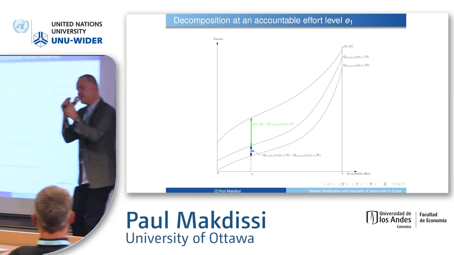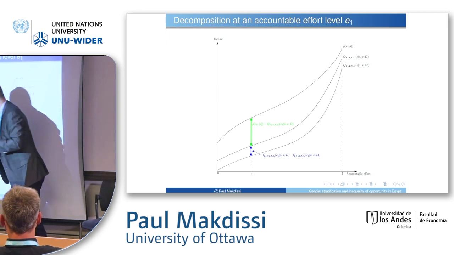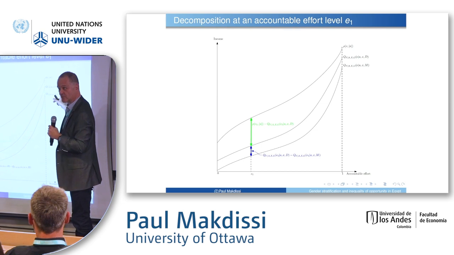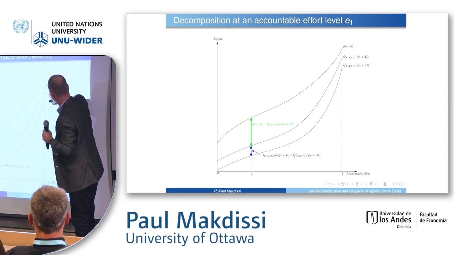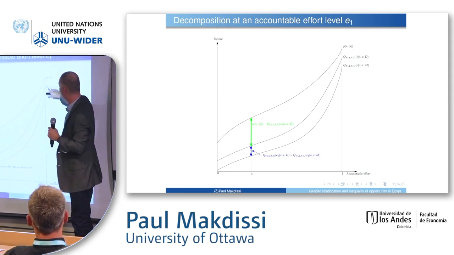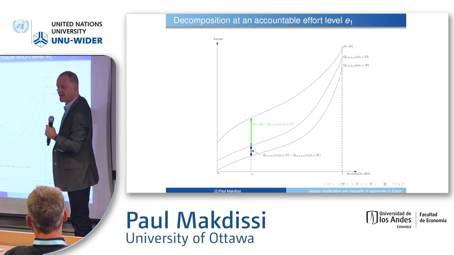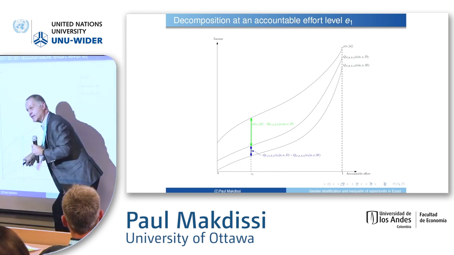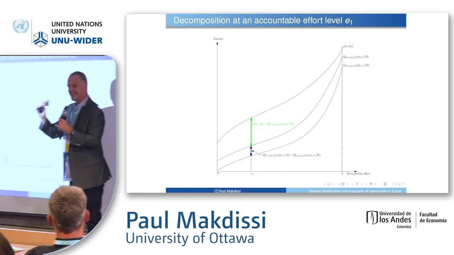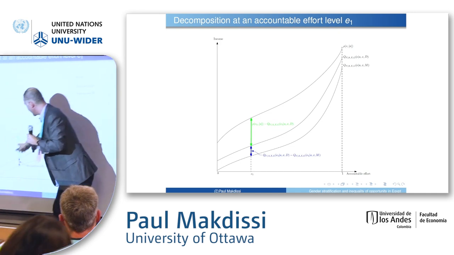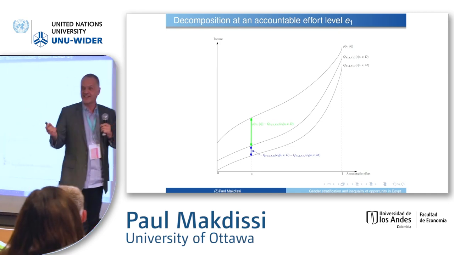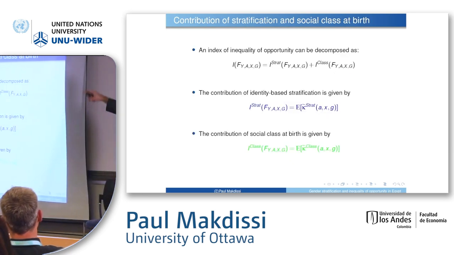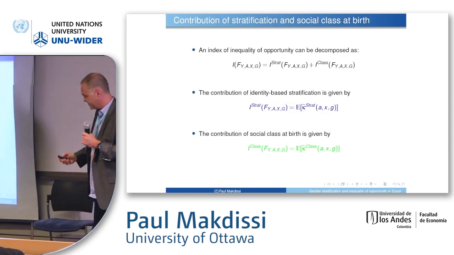The interesting thing is, if you define things like this, you can split this distance here into two distances. So assume that you are in the marginalized group. Then assume you produce another conditional quantile function. Everything is the same except group identity. Then you have another quantile function. So the distance here in blue is identity stratification, and what remains is the impact of social class at birth on inequality of opportunity, and then you can decompose your index into two components.